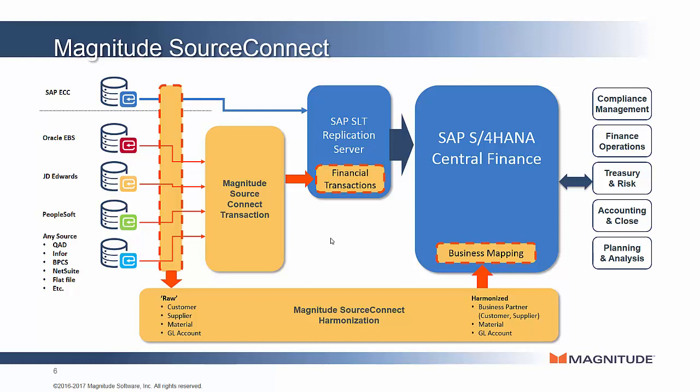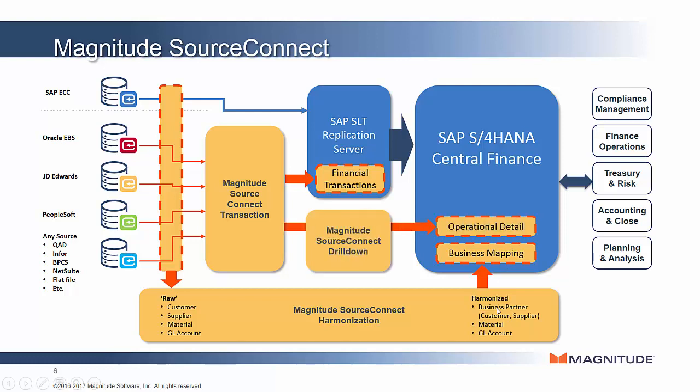Magnitude SourceConnect Harmonization pulls master data from each of the source systems, and we're primarily focusing on customer, supplier, material, and GL account information. That information is then evaluated, harmonized, matched, blended, and loaded as business mappings into Central Finance. The harmonized information is loaded into Central Finance so that the business mappings are used by Central Finance to provide a key to harmonize all the data from those disparate source systems.